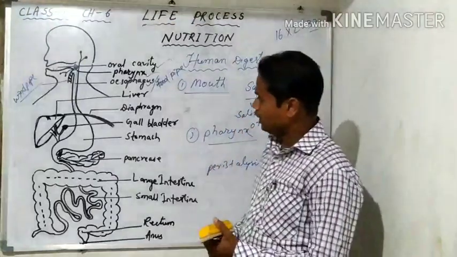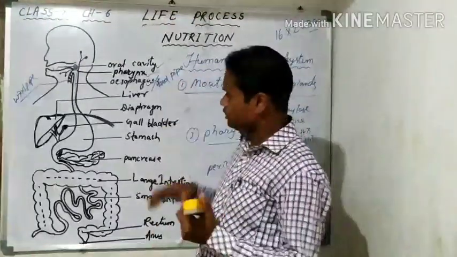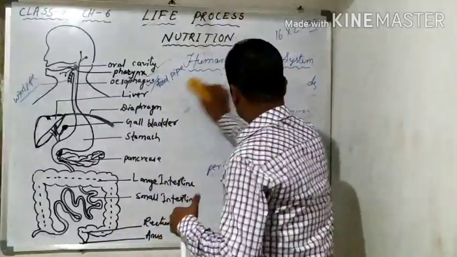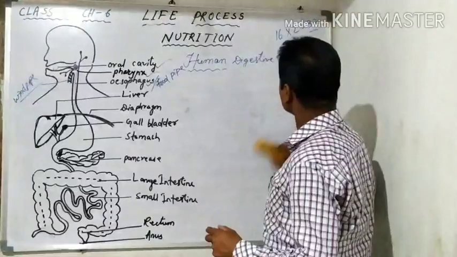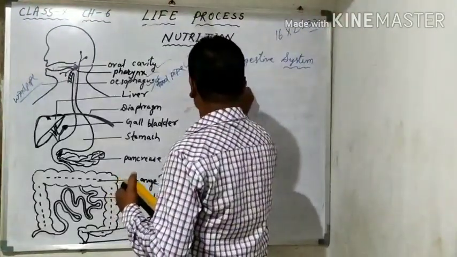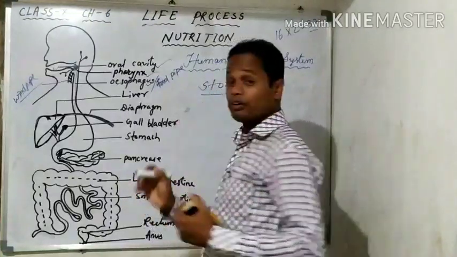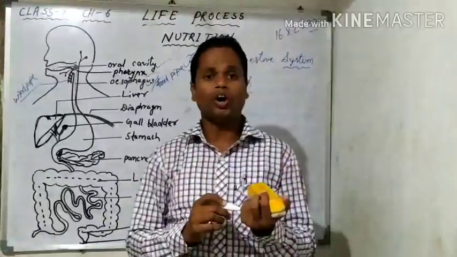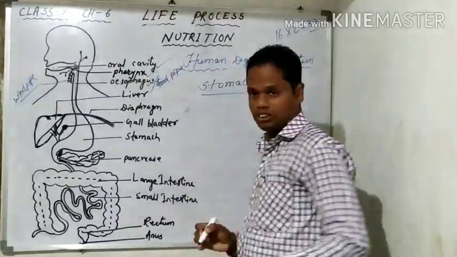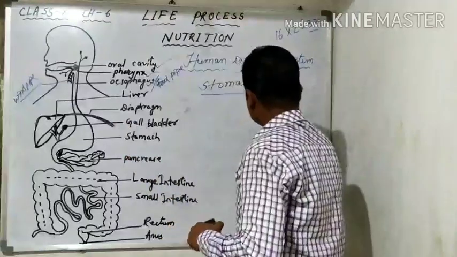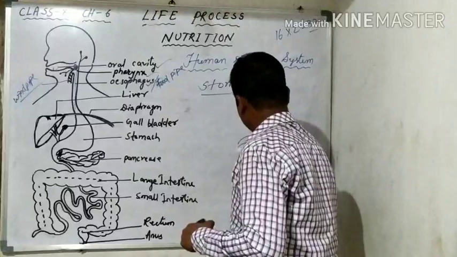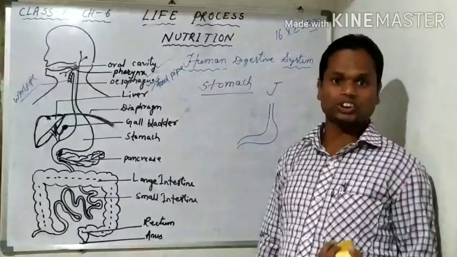Now the next part of the digestive system is the stomach. We will discuss the stomach very properly. The stomach is the most important part of the digestive system, and it is a sac-like or bag-like structure. It is J-shaped in structure. See, it is like this. So it is a J-shaped structure.